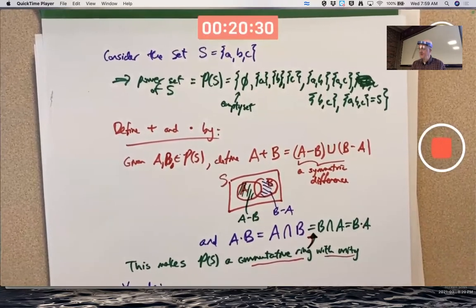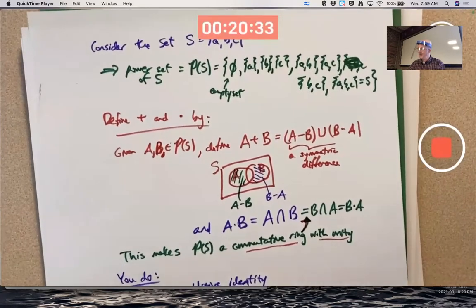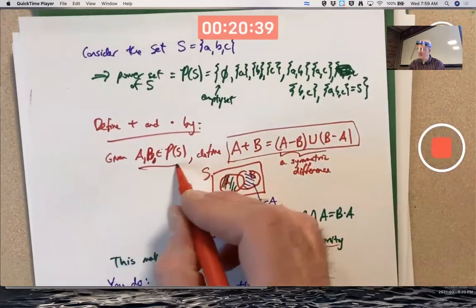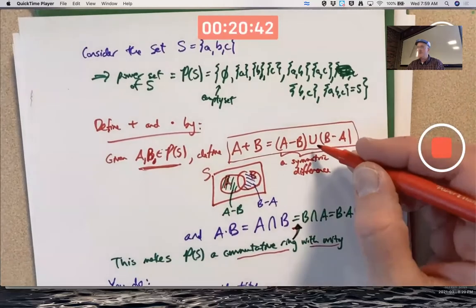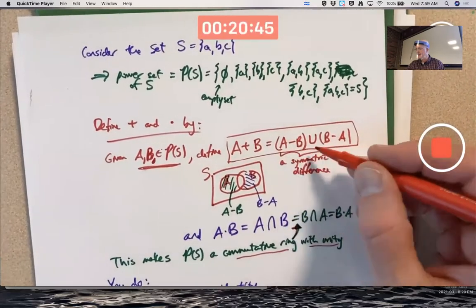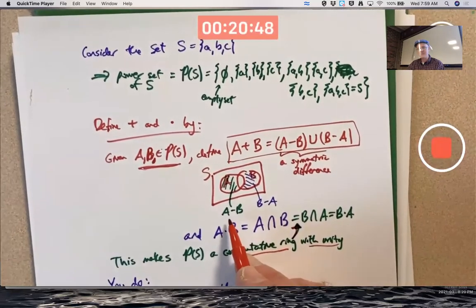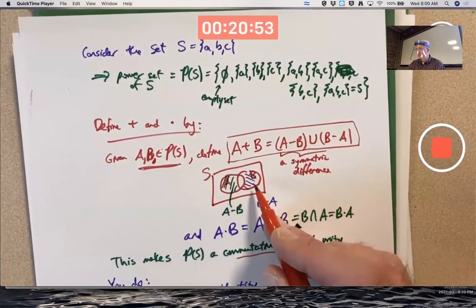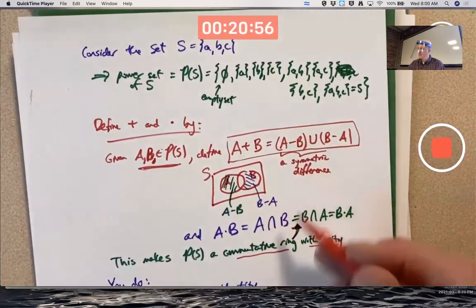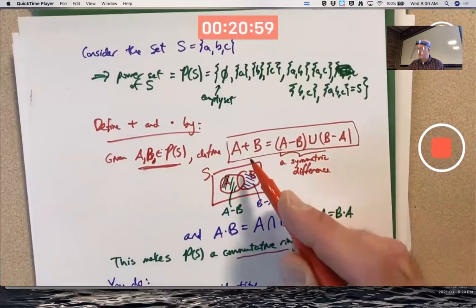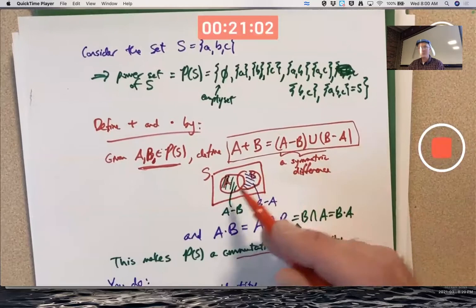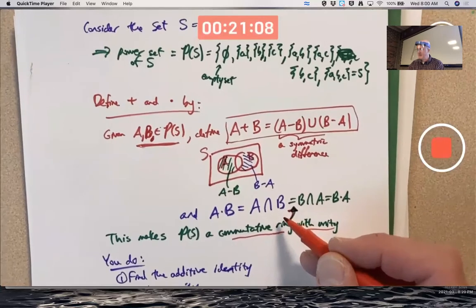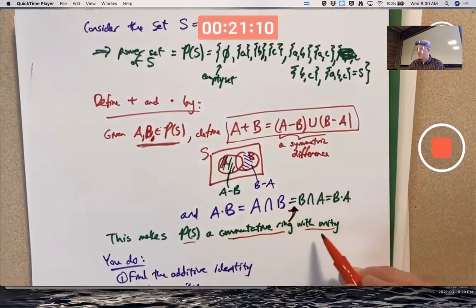And the standard way to do this is what you see here. To define addition of 2 sets A and B in the power set, to be the union of 2 set differences, A minus B and B minus A. A minus B in this visual here is what's shaded in green, everything in A that's not in B. B minus A is over here in purple, everything in B that's not in A. We're taking the union of those 2 things, so this sum of A and B consists of everything that's colored either green or purple. The product of A and B is defined to be A intersect B, and the claim is this makes P of S a commutative ring with unity.